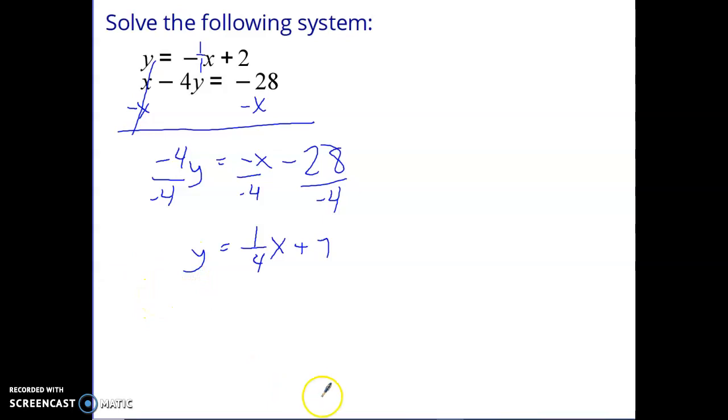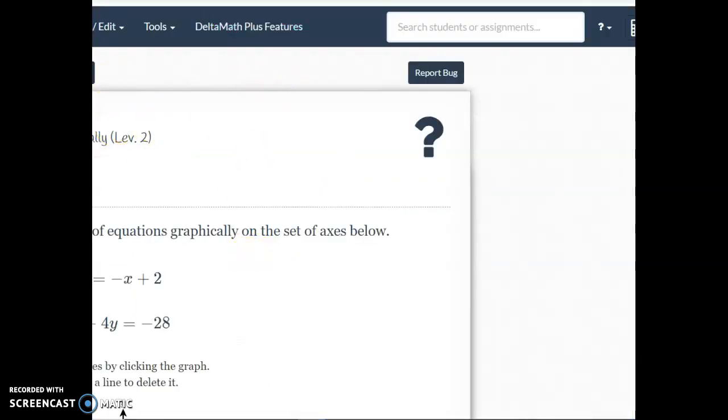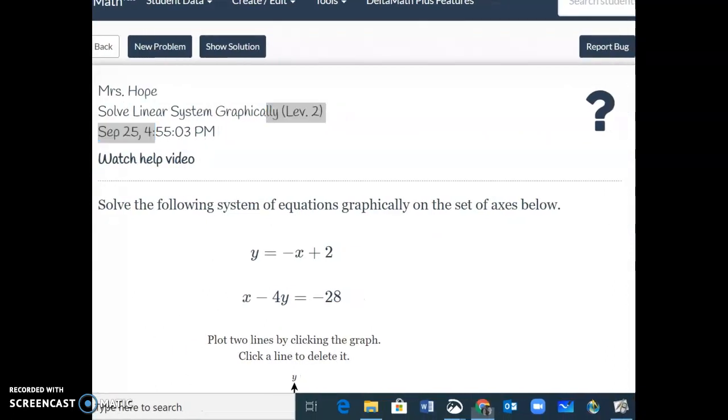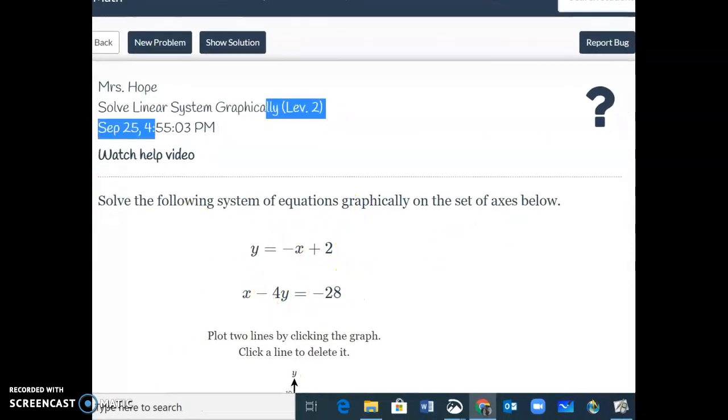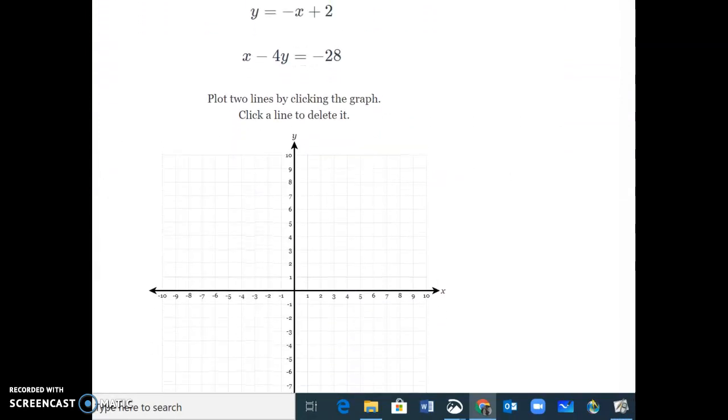Okay, so let's graph. Let me switch my computer over to Delta Math. I'm going to move the box where you can see it. There we go. Okay, and you can see that that's the same problem that we just copied. -x plus 2 is the first one. Okay, so now try to remember from the last video, we do the y-intercept first. The y-intercept is this one, not from the last video, just earlier in this video. And it's going to say click the graph. So I'm going to go to 2 and click on 2.